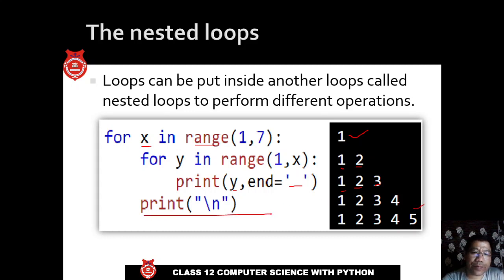And this print slash n will print the new line. Okay, when the first loop ends, it will go to the new line. When the second loop ends, it will go to the new line because of this slash n. Slash n means new line.